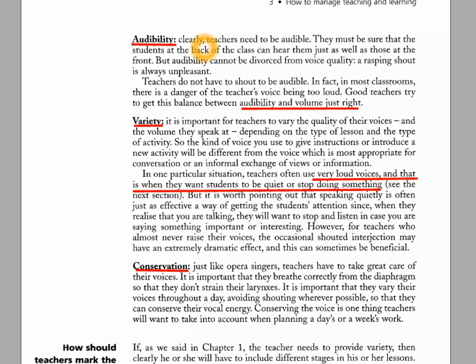It means sending his voice strongly from the front to the back, or maybe he can move to the back and start talking to the students.